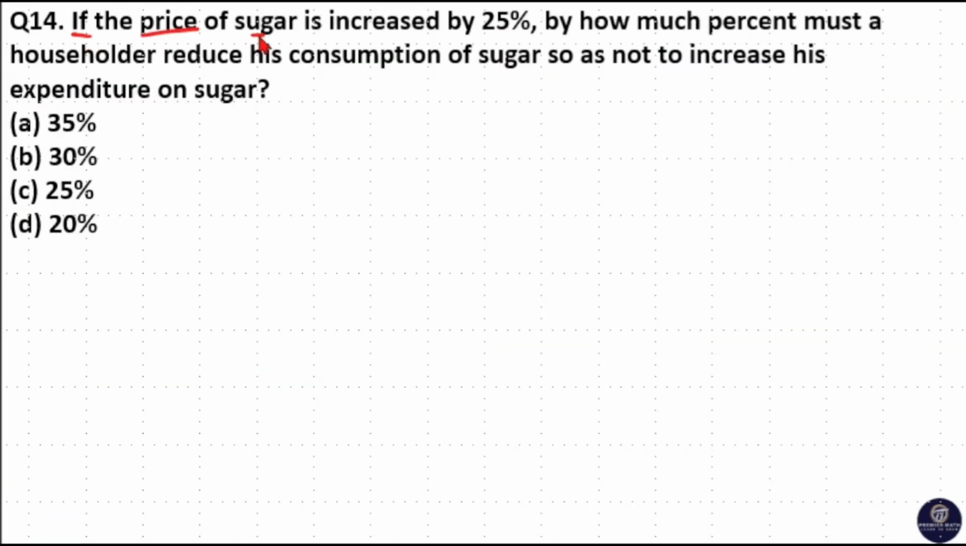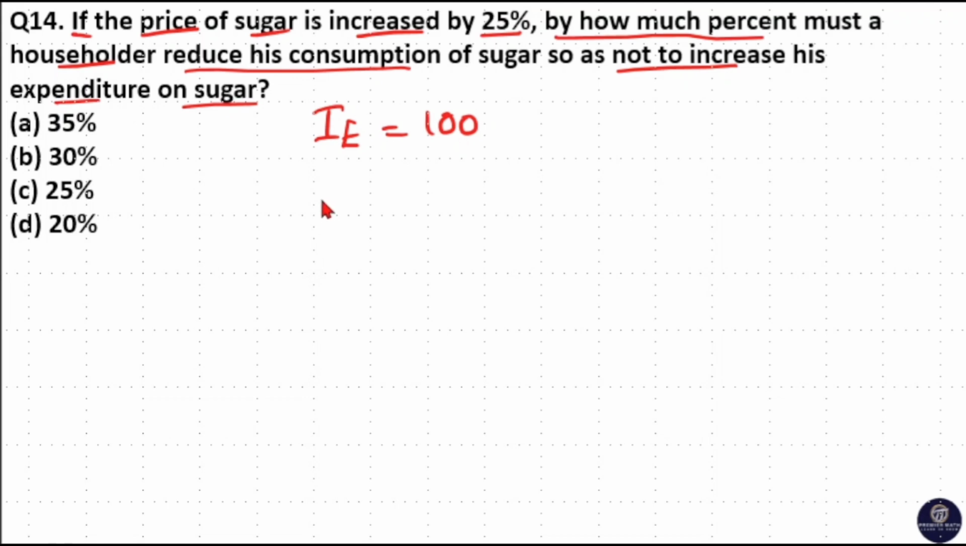If the price of sugar is increased by 25%, by how much percent must a householder reduce his consumption of sugar so as not to increase his expenditure on sugar? Let us consider initial expenditure of sugar as 100 rupees. Now the price is increased by 25%, which means new expenditure is 100 plus 25, 125 rupees. Now the difference in expenditure is 25 rupees. Here, price has increased, but this householder does not want to increase his expenditure on sugar.